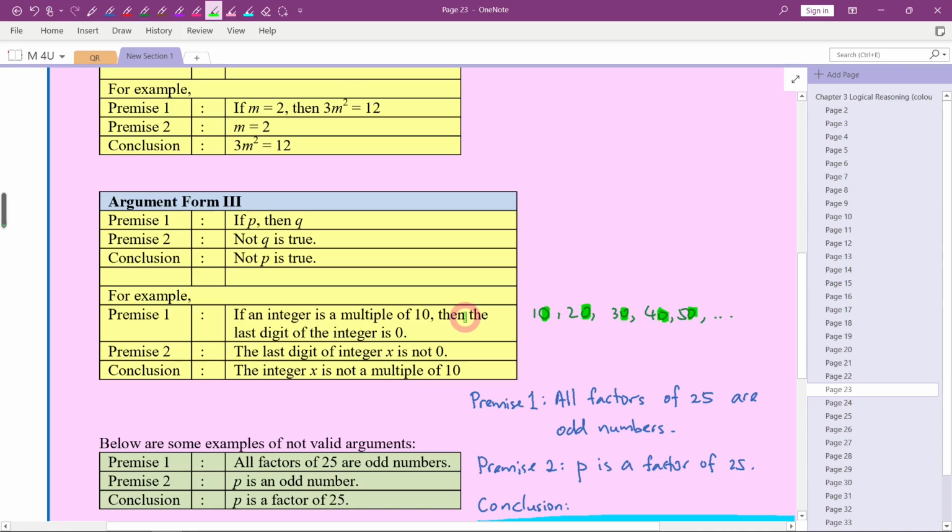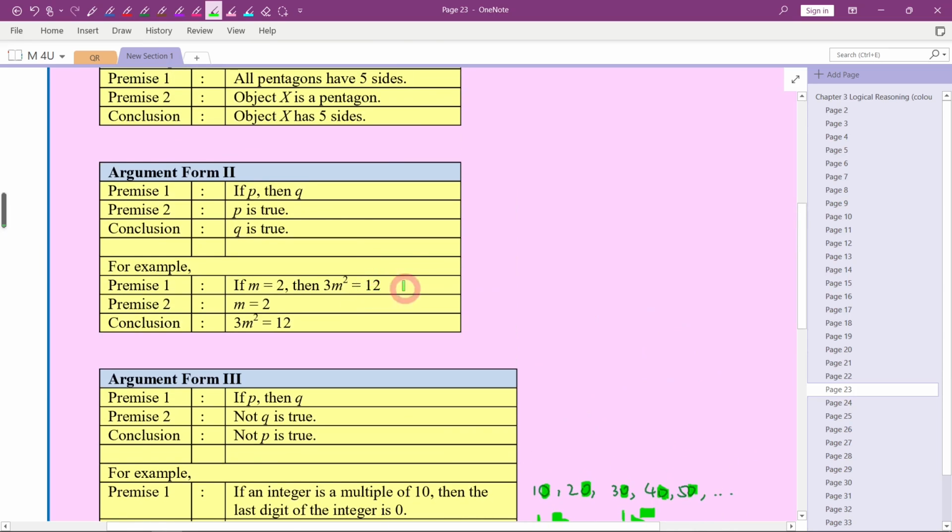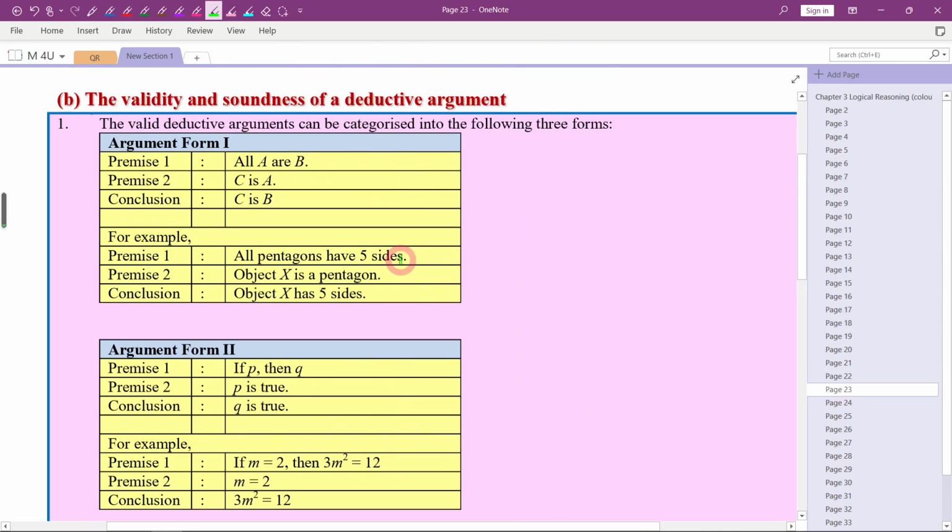Okay, so this premise, no problem, correct. So the premise 2 tells us that the last digit of integer x is not 0. For example, maybe 13, we don't know, 15, this last digit is not 0. So definitely it will not be a multiple of 10, right? So the conclusion will be the integer x is not a multiple of 10. Okay, it looks pretty simple, but we need to be more careful. Sometimes we might misform an invalid form of deductive argument.